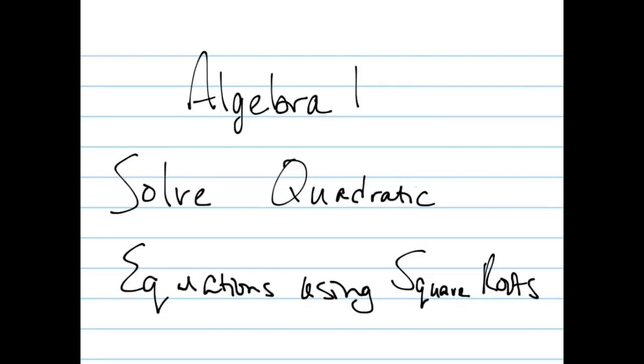Okay, so today we're solving quadratic equations using square roots. The steps are fairly simple. We're solving these algebraic equations very similar to the way we normally solve algebraic equations. We just have to throw one extra step in there, and that's taking the square root. So the first example asks us to solve 2x squared equals 8.